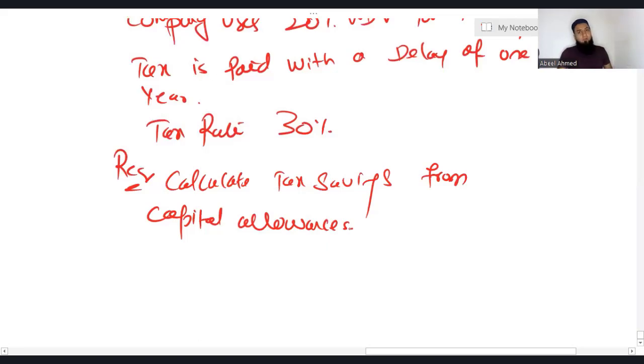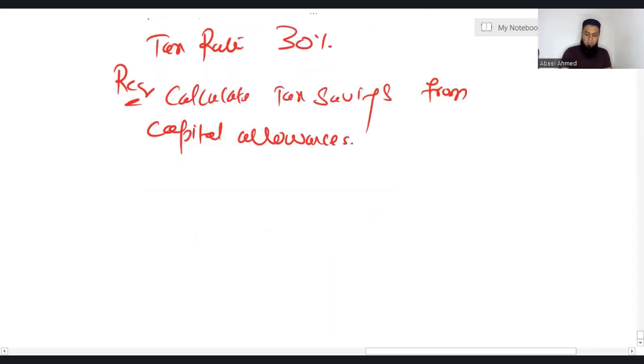Nothing is mentioned. You will always assume that investment is made at the start of accounting period. Obviously, still you might be thinking, what is the difference if investment is made at the end of accounting period? Let me tell you one thing. In 99% of questions, you will find the assumption that investment is made at the start of accounting period. What if investment is made at the end of accounting period? We will discuss this in the same question.